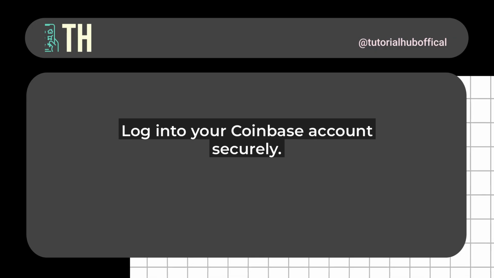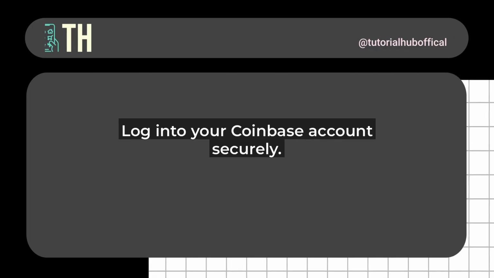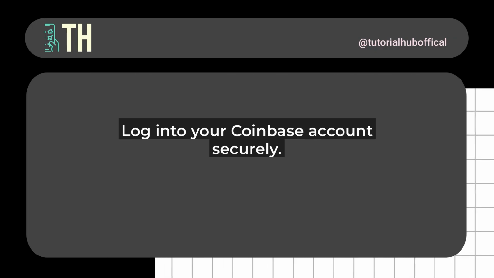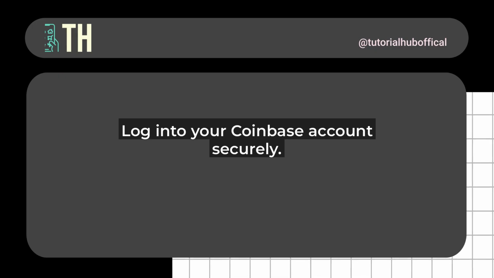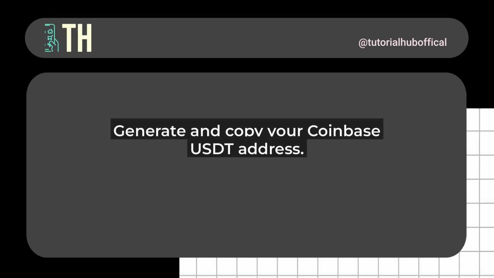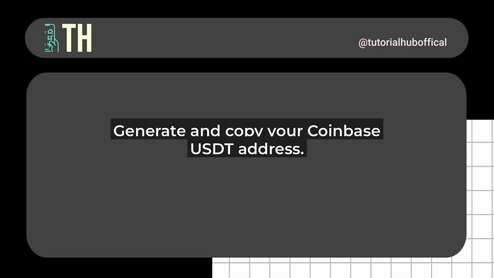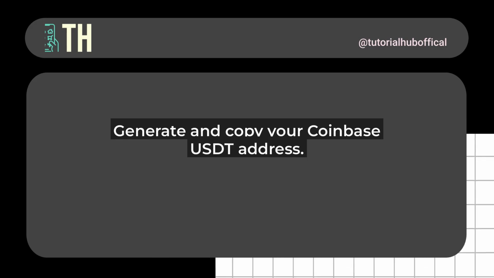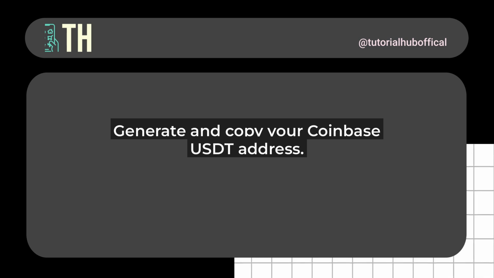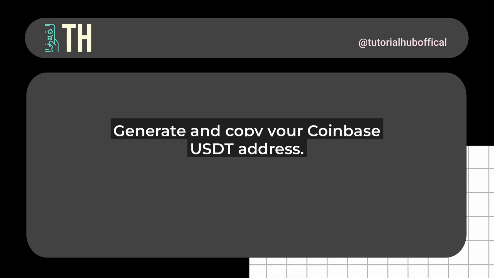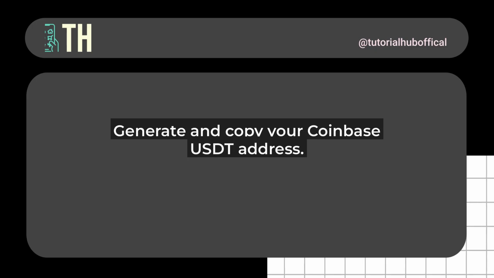Next, log into your Coinbase account on a separate device or browser for added security. Head over to your Coinbase wallet and find the USDT section. Here, you'll need to generate a deposit address. Copy this carefully, as it's crucial for the transfer. Double-check that it's for the Ethereum network or whichever blockchain your Tether is on, since USDT can vary.